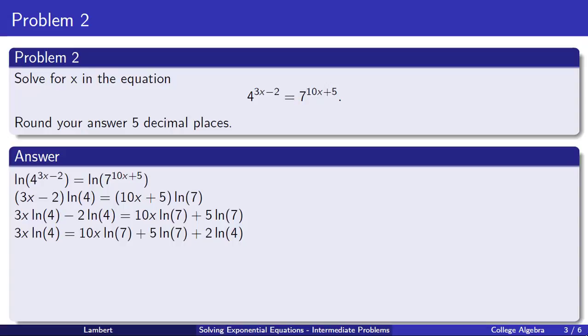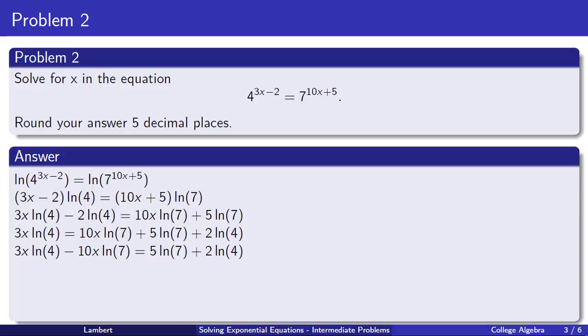We'll first begin by adding 2 natural log of 4 to both sides. And so that'll cancel out the 2 natural log of 4 on the left-hand side, and so then we have that. Now we'll subtract the 10x natural log of 7. Notice you could actually do this in one step, by the way. So you get 3x natural log of 4 minus 10x natural log of 7 equals 5 natural log of 7 plus 2 natural log of 4.